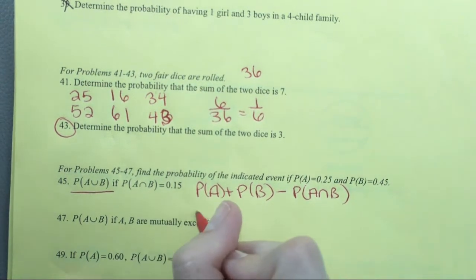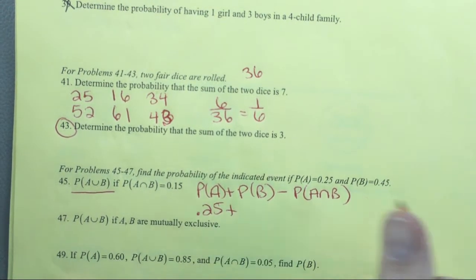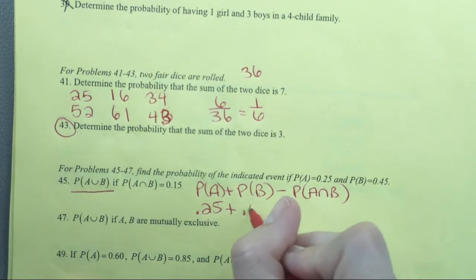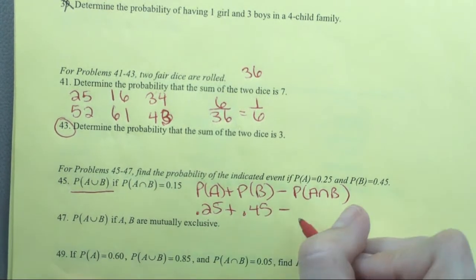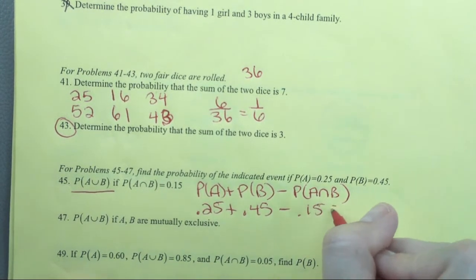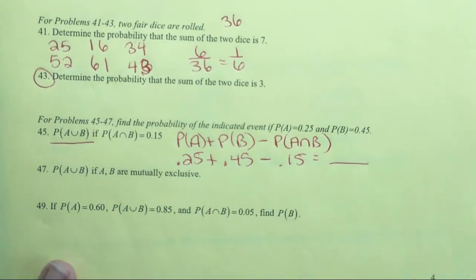So the probability of A is 0.25. The probability of B is 0.45 minus their intersection. Okay, and I'll let you go ahead and figure that out. That shouldn't be too hard.